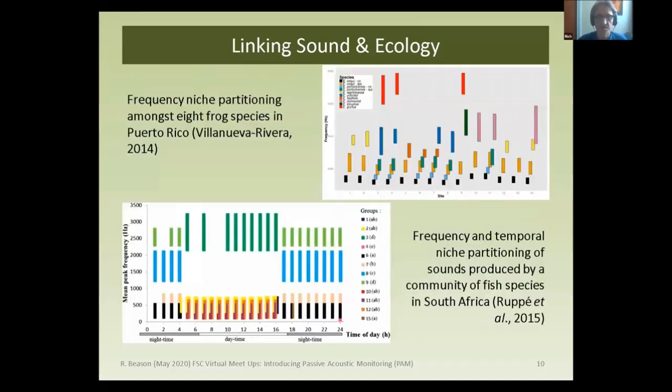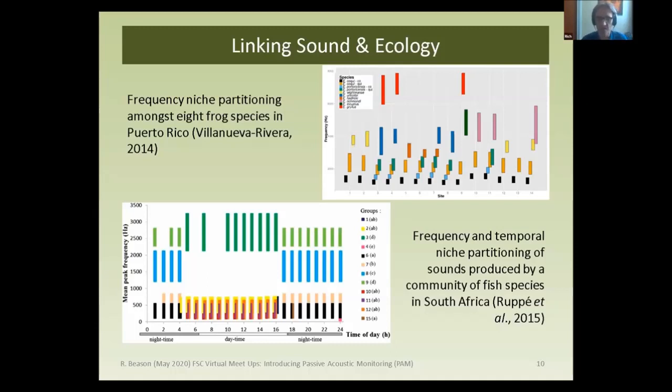And here are some real life examples. Basically this is frequency niche partitioning of frogs at the top, and then frequency and temporal partitioning of sounds by fish in South Africa at the bottom. So you can see there that the different species within the same habitat have sort of separated into the different frequencies that they use to minimize overlap at different times of day to a certain degree.